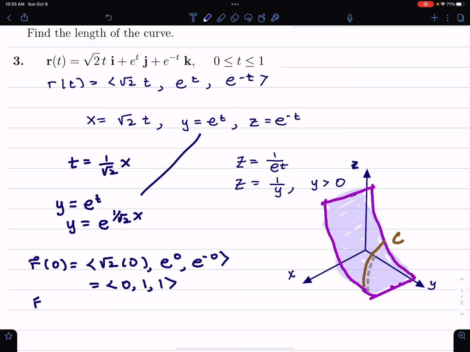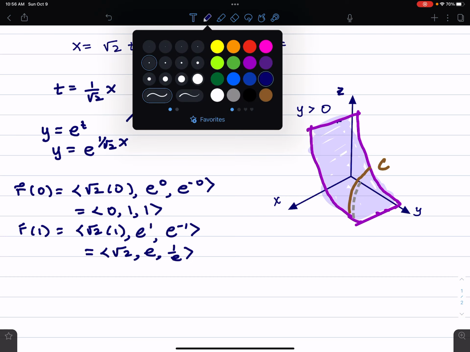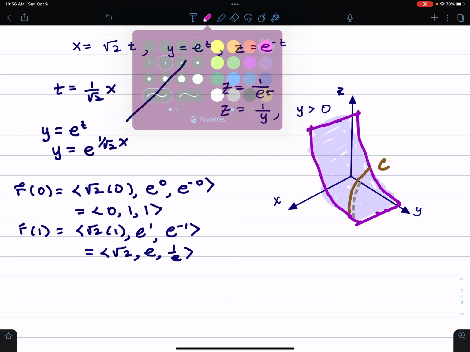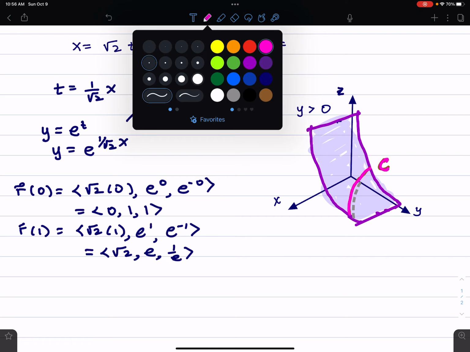Let's check out what r of 1 is. It doesn't help us that much, but still. This is root 2 times 1, e to the 1, e to the negative 1. So we get a couple of points there, and we can get an idea of what this curve looks like. I did it in brown, which doesn't really pop out. Anyway, that's C. I have that, and that was absolutely not necessary to do this problem.